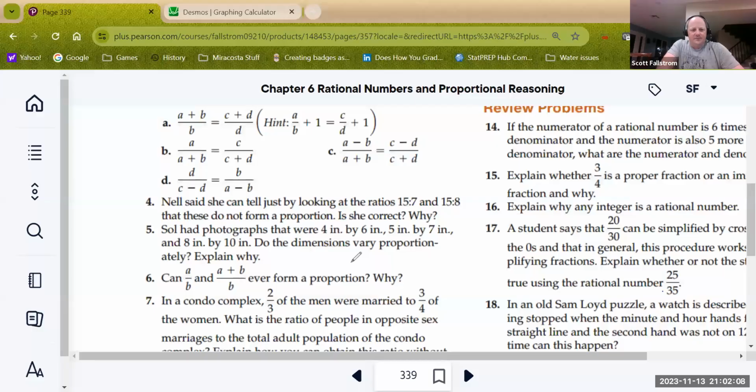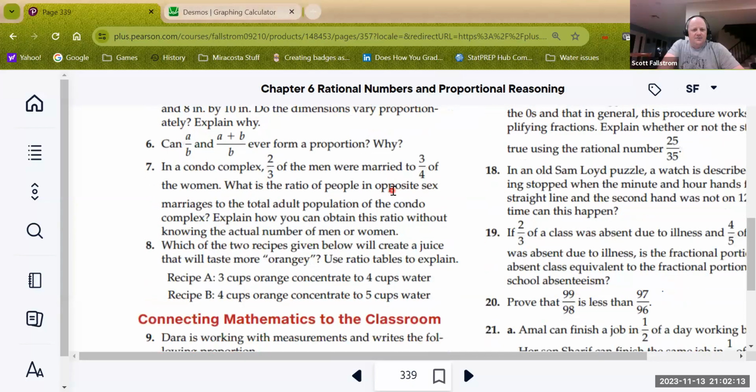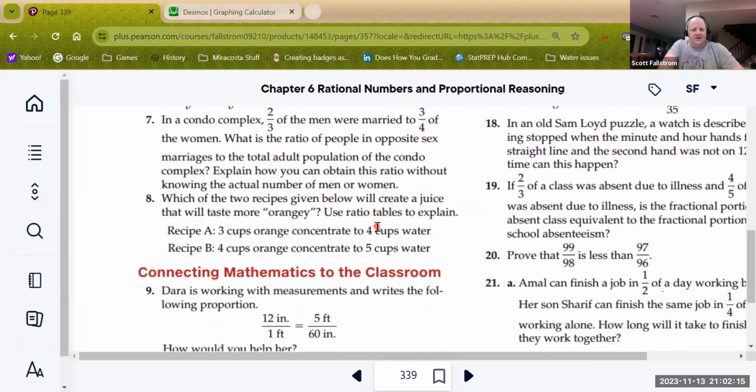Number 7 says, in a condo complex, 2/3 of the men were married to 3/4 of the women. Yep. And I gave a hint in the video, saying, hey, remember, you have to have a certain number of men, and that same number of men has to be married to 3/4 of the women. So if you're looking to compare how many are married, you have to have the same number. So 2/3 of the men. Okay. So how many men were married? I don't know, but I know it's 2 out of every 3 men.